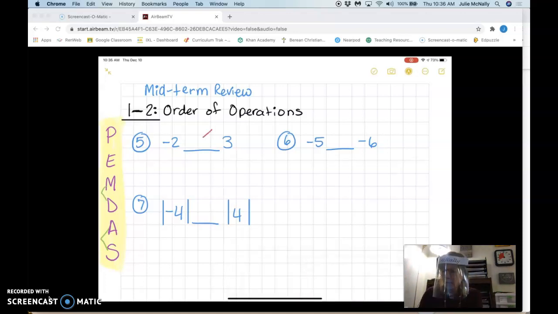Negative 3 is bigger because it's positive. So make your sign eating the 3. It wants to eat the bigger number.